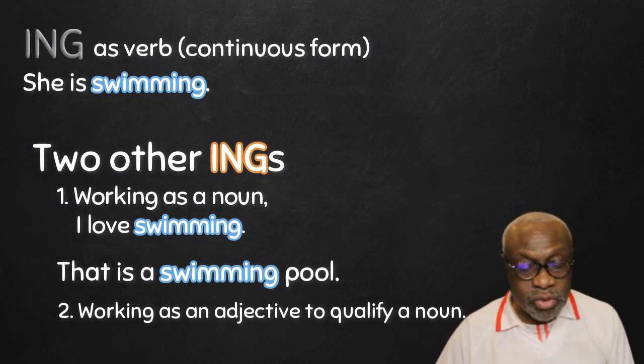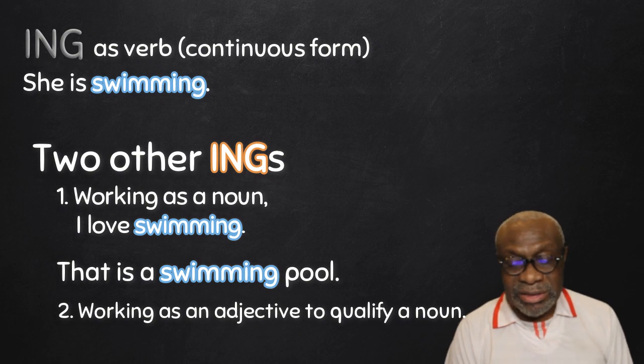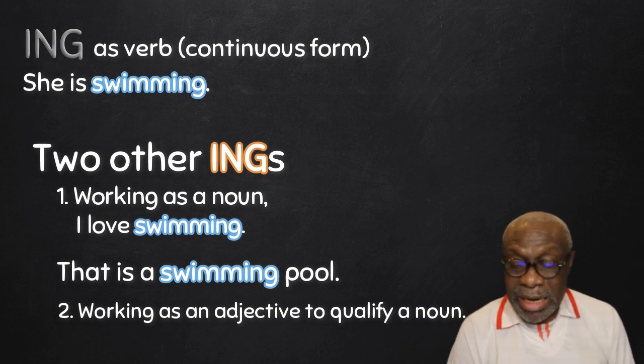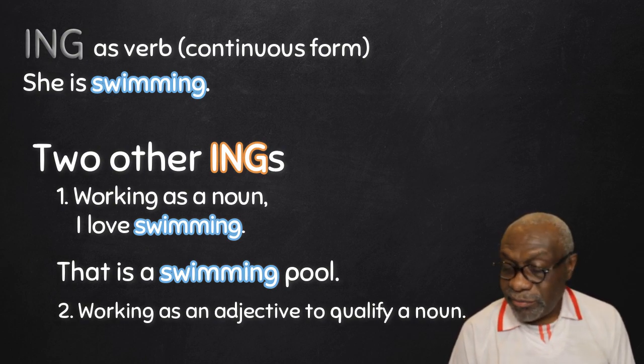So these are the two other forms of ing. We have three ings. The first one is the continuous form of the verb, she is swimming. Second one, where ing is working as a noun, naming something, I love swimming. Finally, swimming pool, the same swimming becomes like an adjective, qualifying the noun pool.